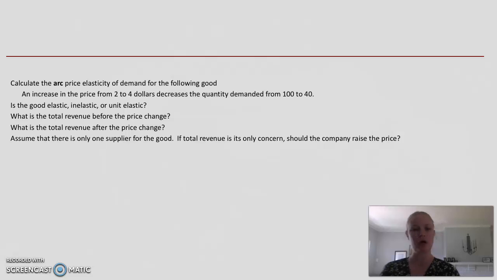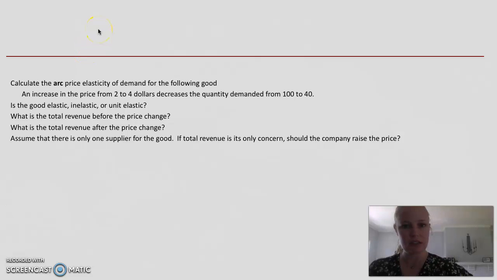Again, if I were you, I would pause and do it on your own. The increase of the price from $2 to $4 decreases quantity demanded from 100 to 40. Again, let's do a common sense check here. It's the same price increase as before with a bigger quantity demanded decrease. Price doubled and quantity demanded more than halved, so it is probably an elastic good.